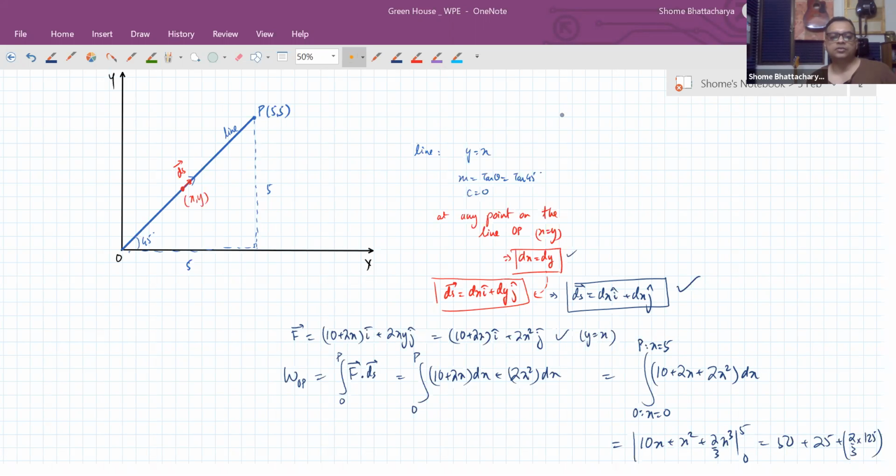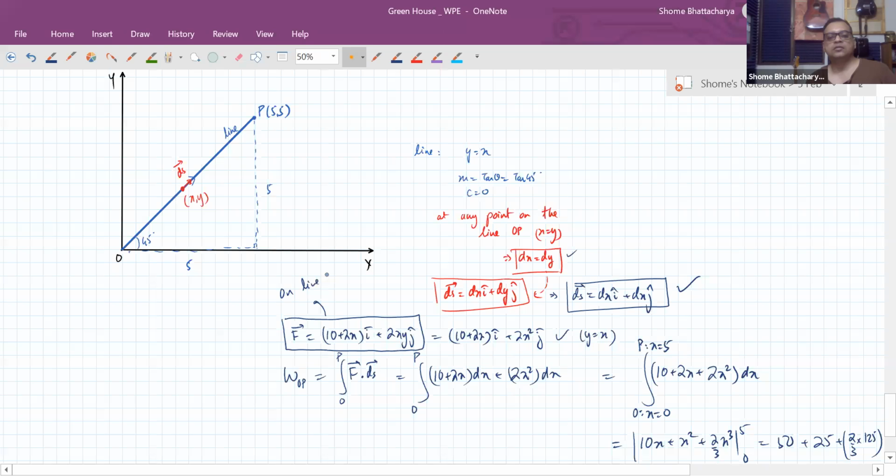How x square? Because x is equal to y. So in this force now we are substituting the fact that on the line OP, at any point, y is equal to x. This we are incorporating here. That's how we are getting this. So that's what is particular about this path.